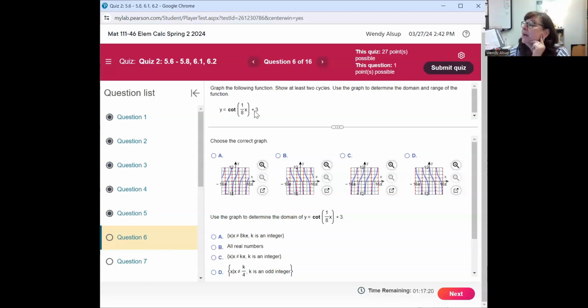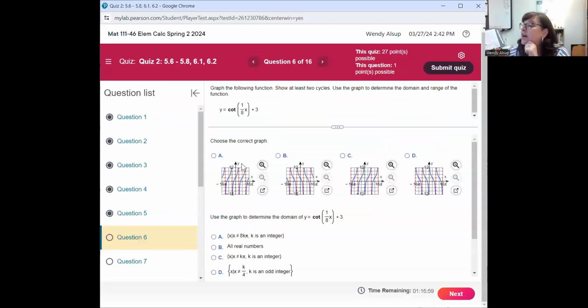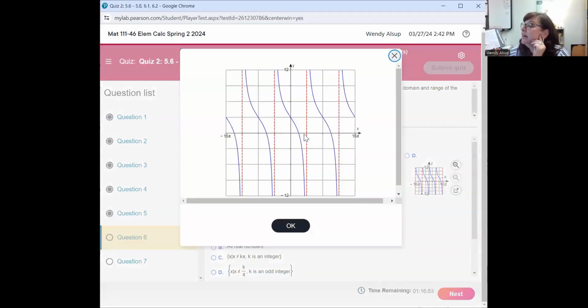And we're going to pick it up and move it up 3 units. Now, if you remember, the basic cotangent function goes down left to right. So we want one that's going down left to right, not A, not C. So it could be B. Let's see if this one has a period of 8 pi. However, we should be starting at 0, and then our next asymptote is 8 pi, and then our next asymptote is 16 pi. So that's not this one.